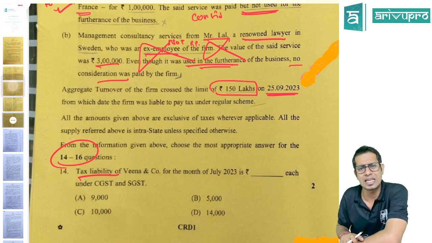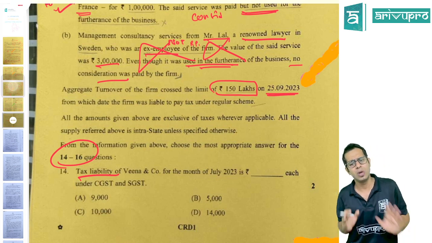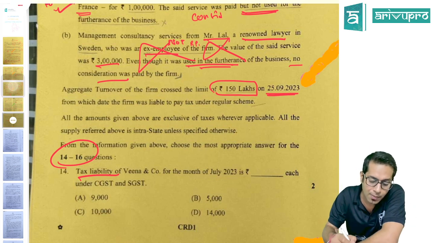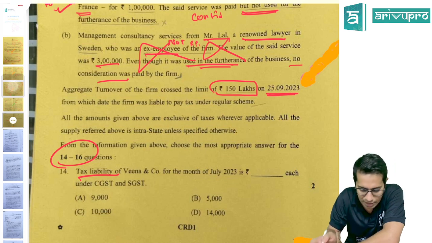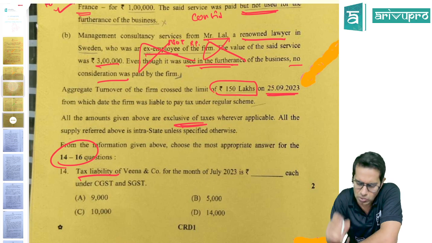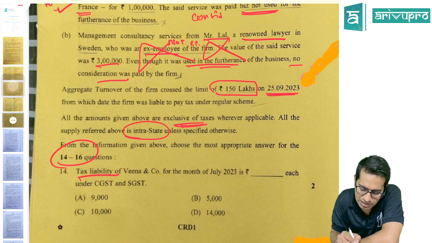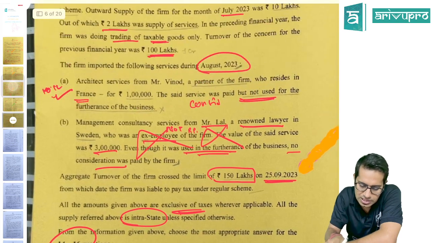If your composition scheme is lapsing, then you will have to pay the taxes at regular rates. All the amounts given above are exclusive of taxes. All the supplies referred to are intrastate supplies. So what is the tax liability for the month of July? What is my sale for the July month, sir?